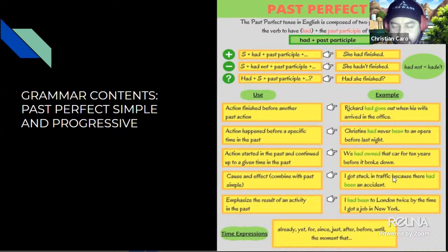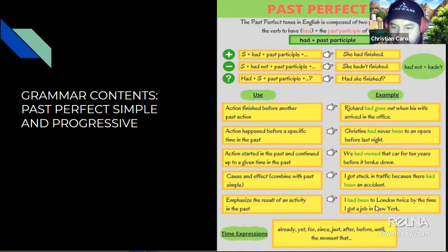Hay una relación súper fuerte entre el because y el so, porque básicamente son como las dos caras de la misma moneda, ¿cierto? O el otro lado del espejo. I got stuck in traffic because there had been an accident, pero cuando lo digo al revés, es there had been an accident, so I got stuck in traffic. Okay, entonces se puede decir de las dos formas para hablar de causa y efecto.